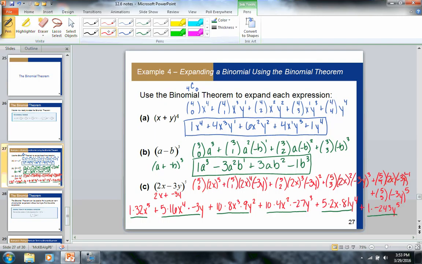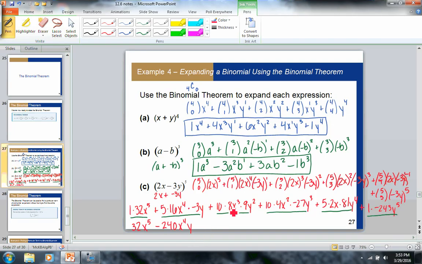Okay, so final answer then here is going to be 32x to the fifth. Now here I have to take 5 times 16 times negative 3. So that's a negative 240. And then I'll have x to the fourth y.